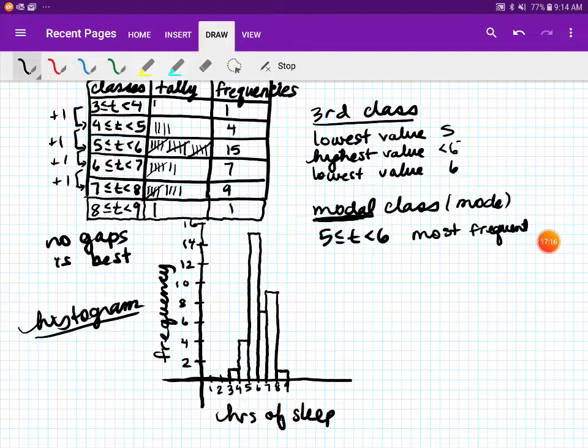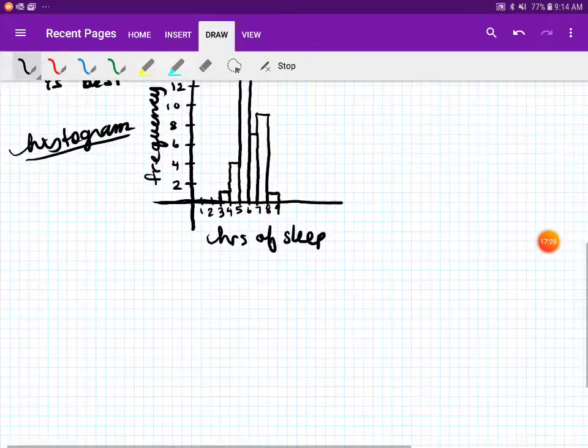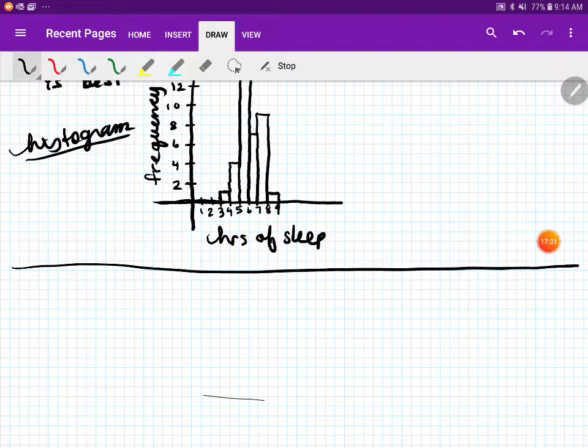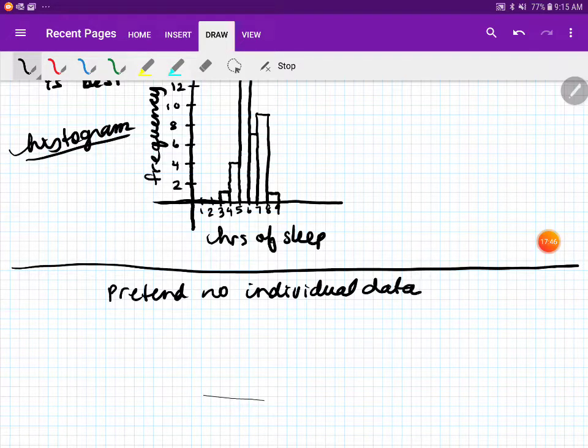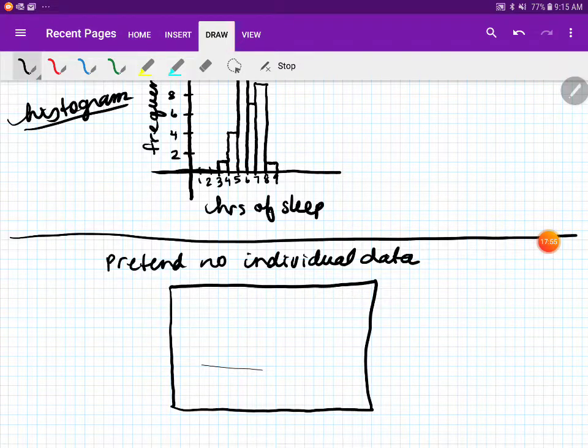Now, they're going to ask other questions, and I want to show you an option of what you could do for classes instead of the way that we wrote it here. I want to show you another version. This is the same data, but pretend we're only looking at the chart. Pretend we have no individual data, only a chart. I'm going to show you another way that you can write your charts, which is kind of fun. So the classes, you still have your classes.